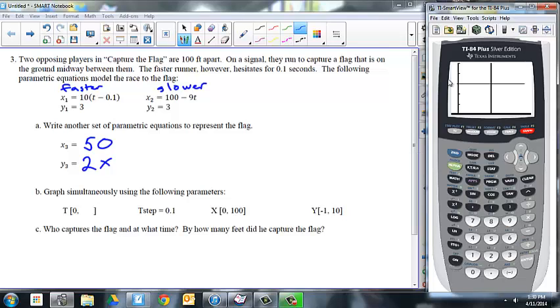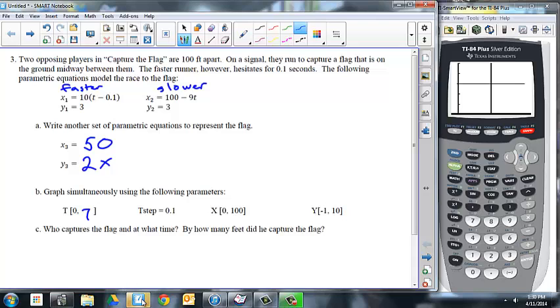All right, so here we go. The t values we chose were 0 to 7. The t step was 0.1. You can see the x and y values. We chose our own that were a little bit different than that, but they were close enough. We'll call it good. All right, the follow-up questions here. Who captures the flag and at what time?